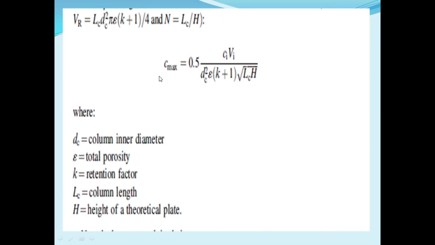Therefore Cmax is equal to, this is one of the other formulas to calculate the concentration of the peak maximum, Cmax equal to 0.5 into Ci, the sample concentration, into Vi, capital Vi, upon dc square epsilon into (k plus 1) root of Lc into H. Here small dc is column inner diameter, epsilon is total porosity, small k is retention factor, capital Lc is column length, and H is the height of theoretical plate.